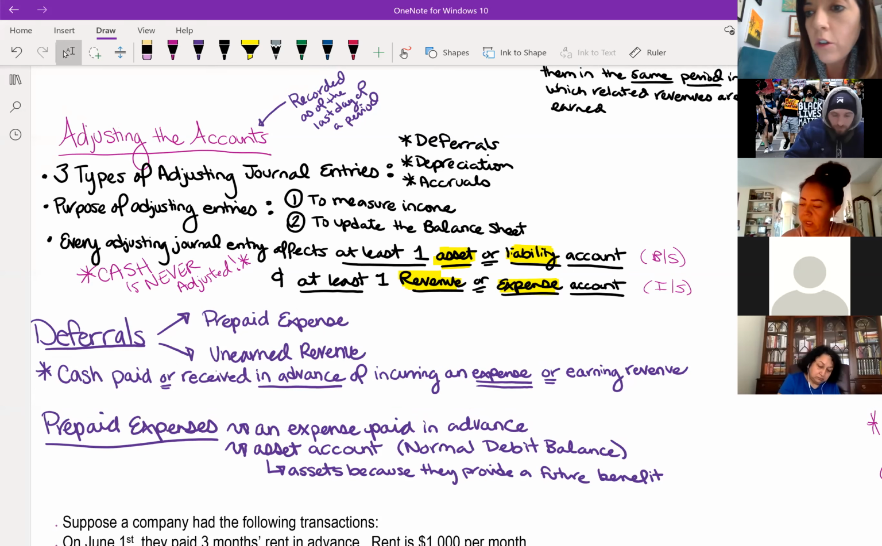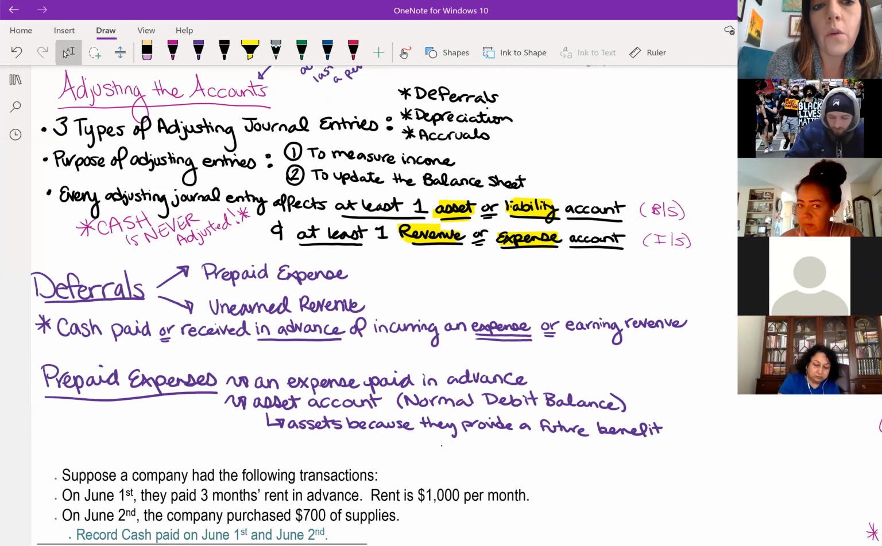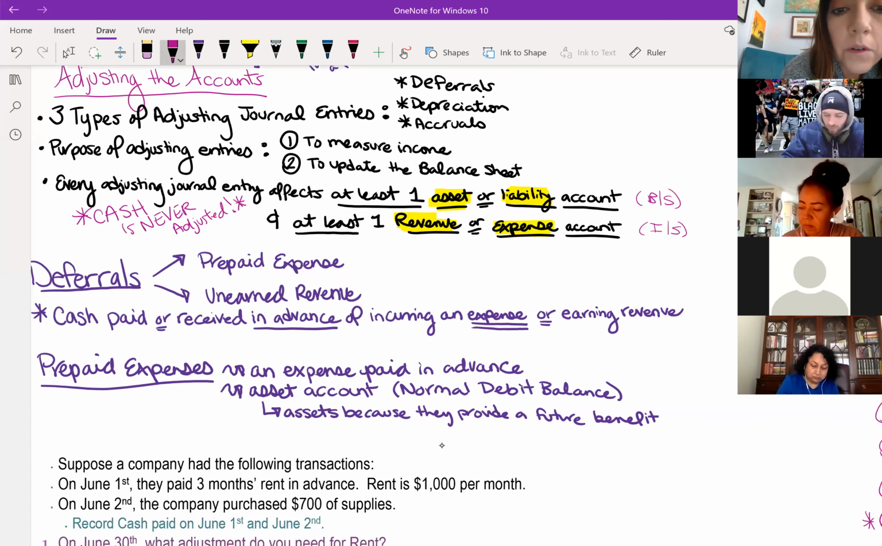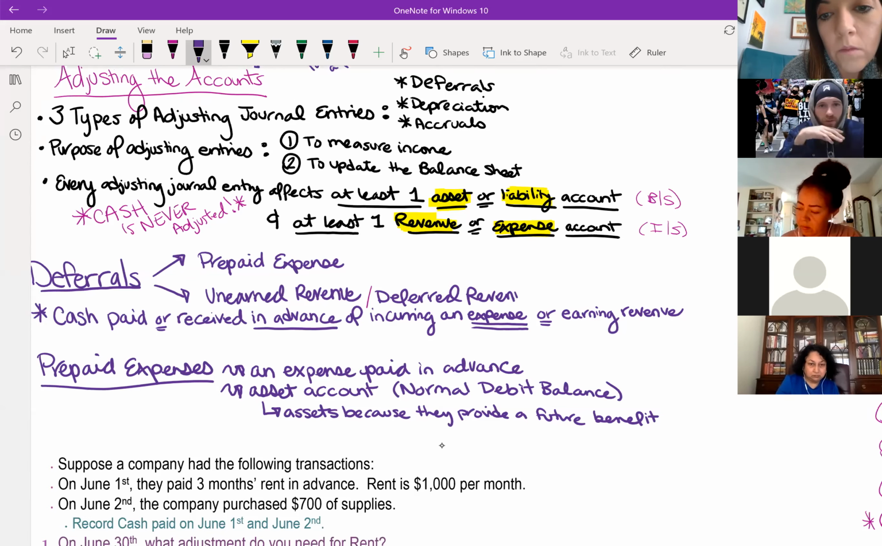We're going to focus first on deferrals. And with deferrals and accruals, these are opposites. With deferrals, the two examples that we have and the asset and the liability side of it that are impacted are prepaid expenses and unearned revenue or deferred revenue. Professor Wade, when it says cash paid or received, can it be an and or is it or? It's or. Okay.